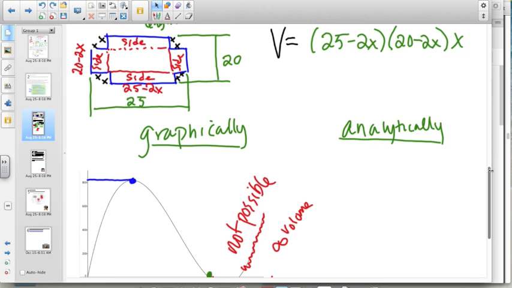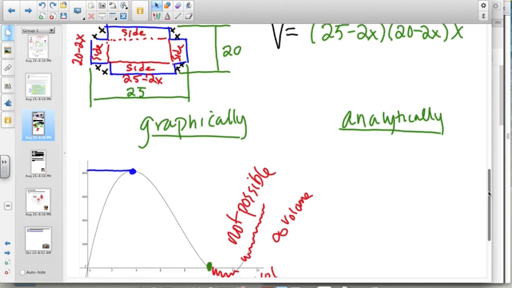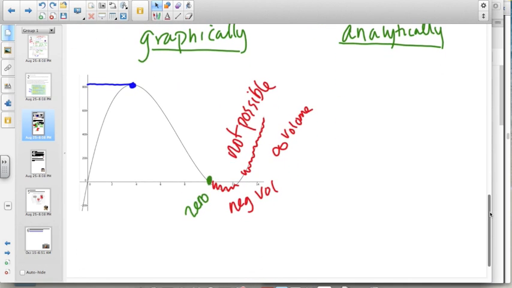Which means if I have an x of 10, I'm cutting a notch here that's 10 wide, but my cardboard is only 20 wide to begin with. So if I cut 10 out of each side, I've just cut all the way to the middle. So that's not physically possible. We don't make a box at that point. Any other location, we make a box.